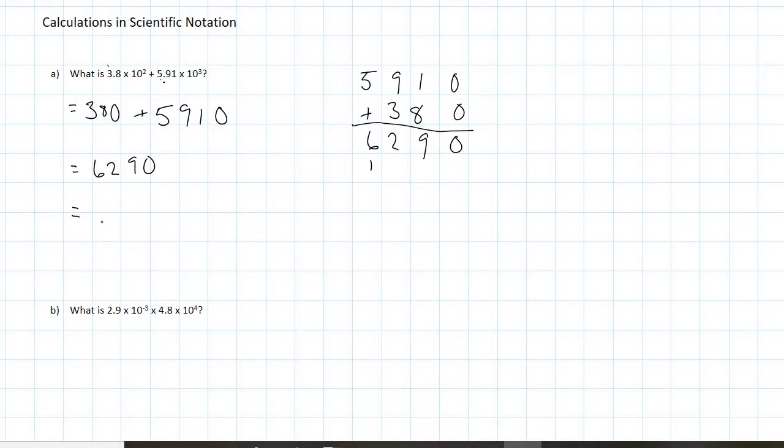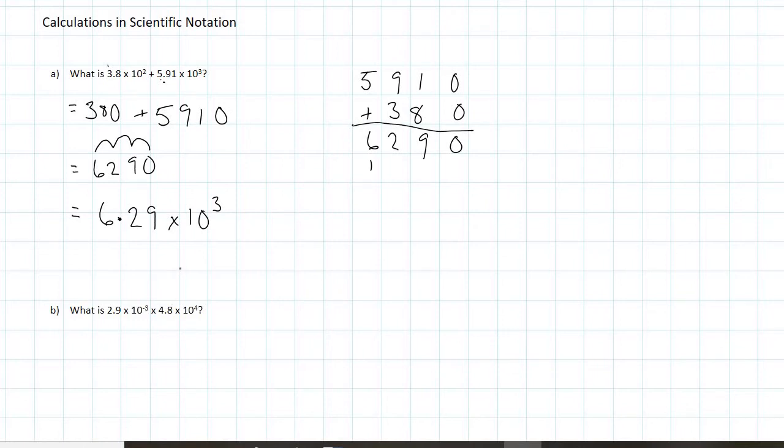And I suppose it's polite, if they're putting their question in scientific notation, I'm going to put my answer in scientific notation. So I've got 6.29 as my number between 1 and 10. And those 6 units would need to move 1, 2, 3 places bigger to turn into 6 thousands. So I need to multiply by 10 to the 3, moving things 3 places bigger.